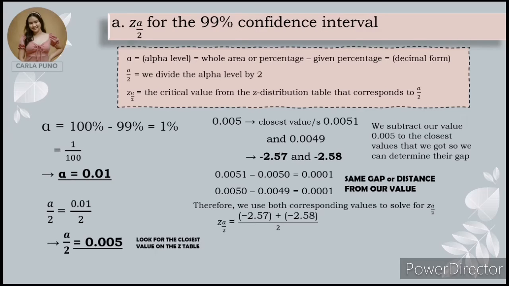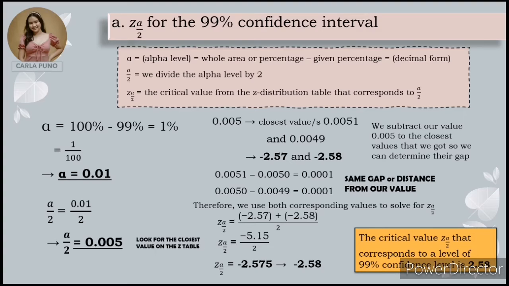We have negative 2.57 plus negative 2.58 divided by 2 equals negative 5.15 divided by 2. Now we have negative 2.575, and rounding to two decimal places, equals negative 2.58. And therefore, the critical value of z alpha divided by 2 that corresponds to the 99% confidence level is 2.58. Our answer will be positive.